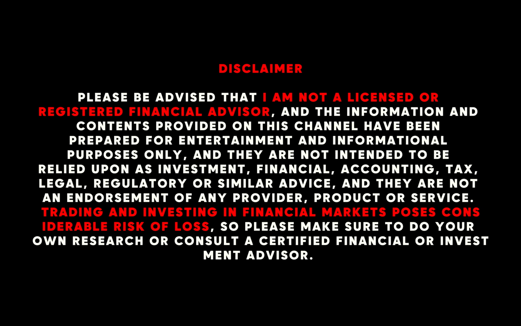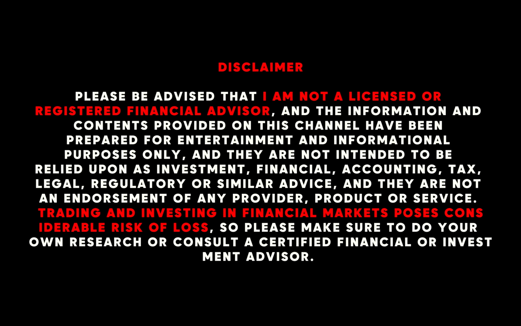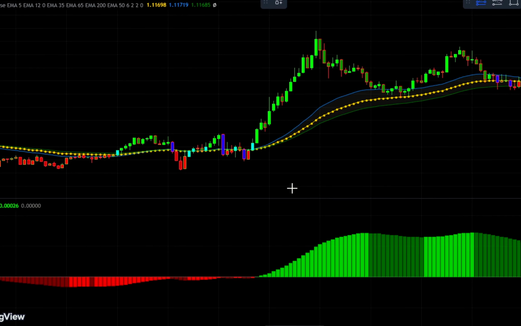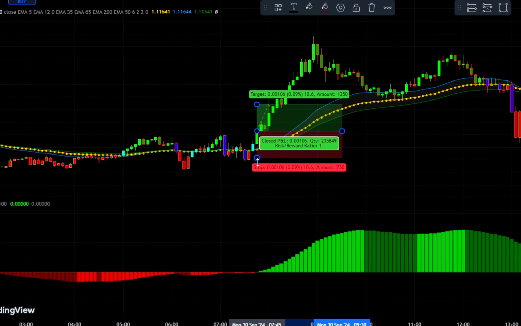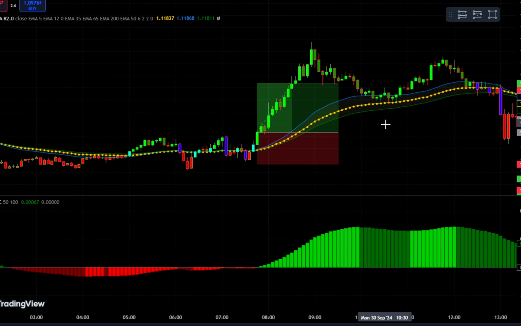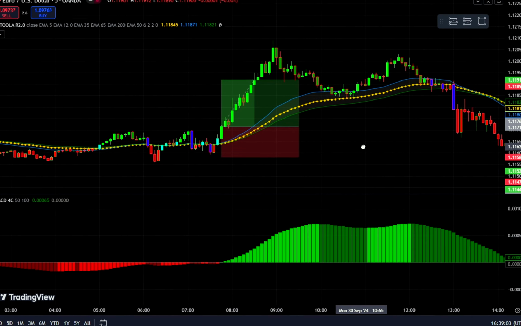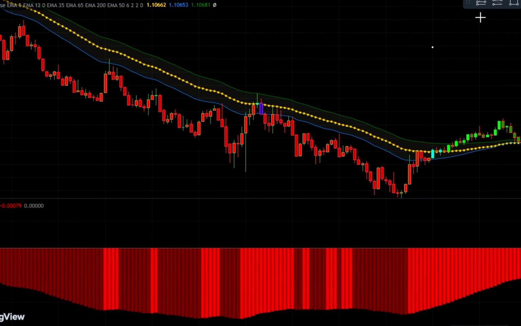The trading strategy we're discussing today utilizes a highly effective and efficient pullback trading tool. Hello everyone, what makes it interesting is that this strategy can be applied across various time frames, from scalping and day trading to intraday and even swing trading.